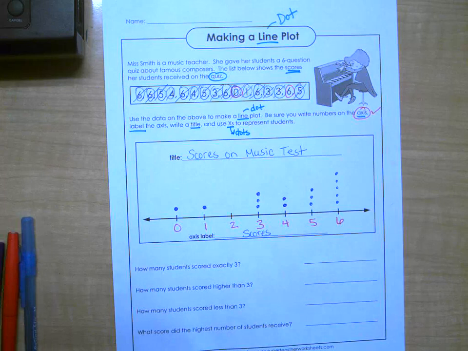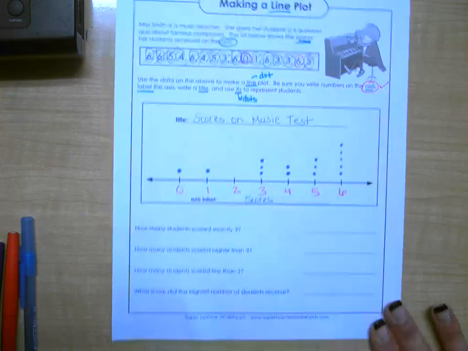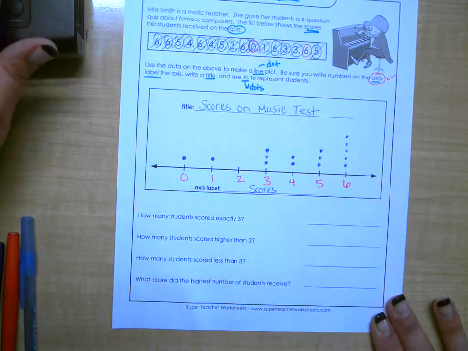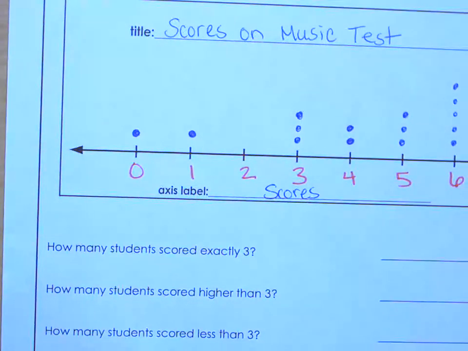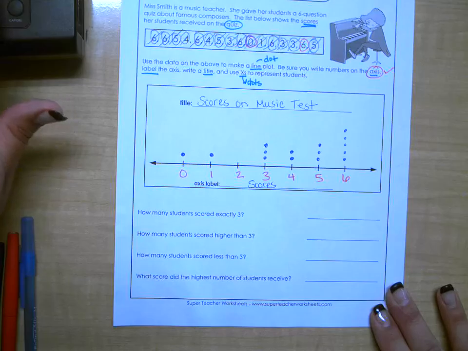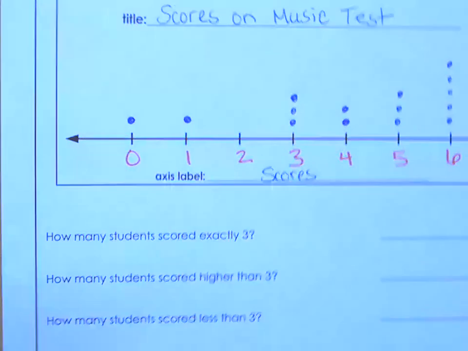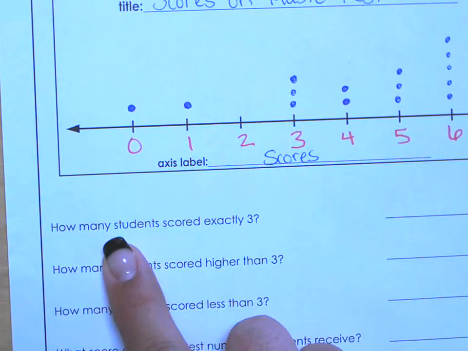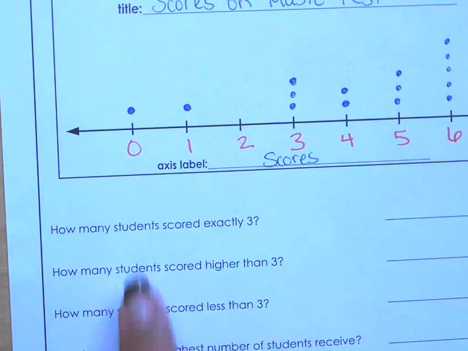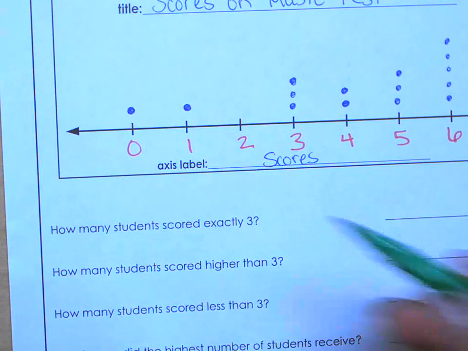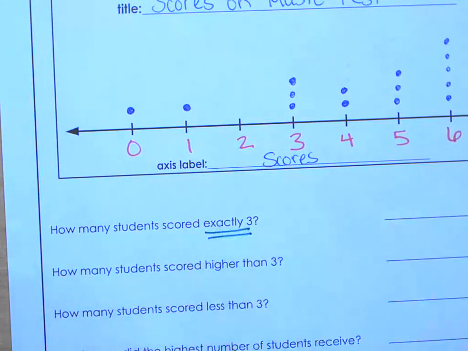All right, now we've got all of our data and our information nice and organized. Now, how do we read that data? How do we answer questions from that data? Well, let's look at some of the questions that we have here. Sorry about that, zoomed in a little too much. One question says, how many students scored exactly 3 points?